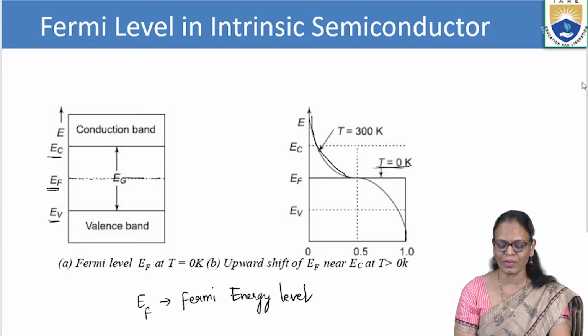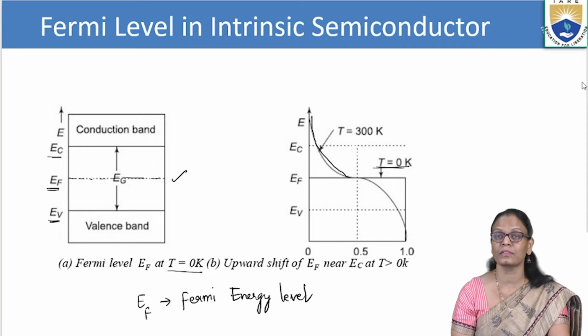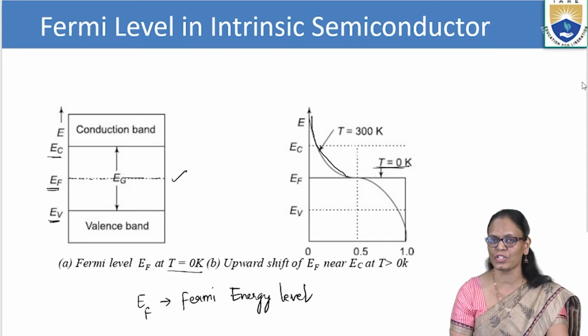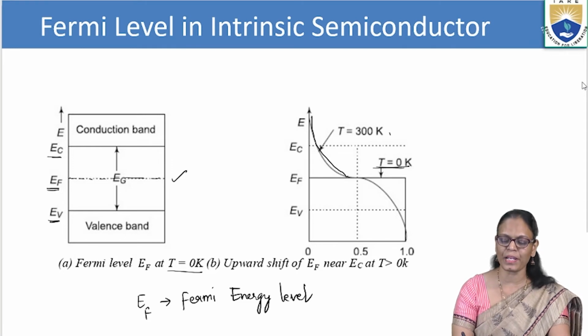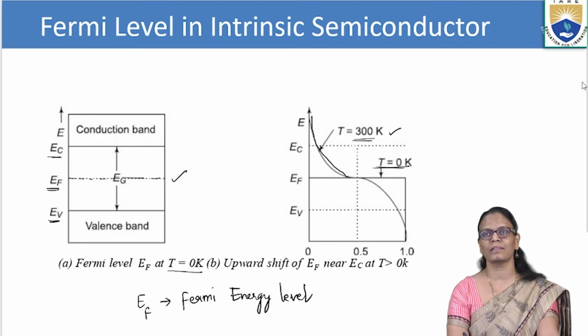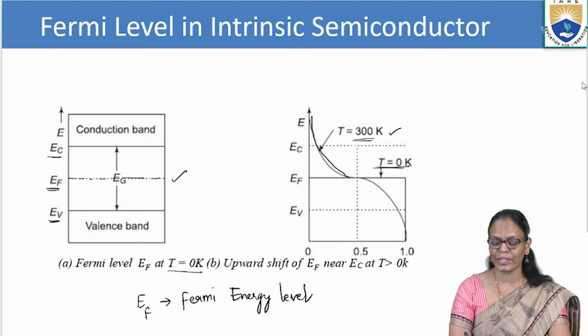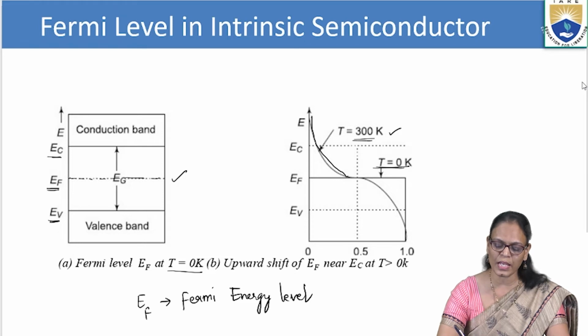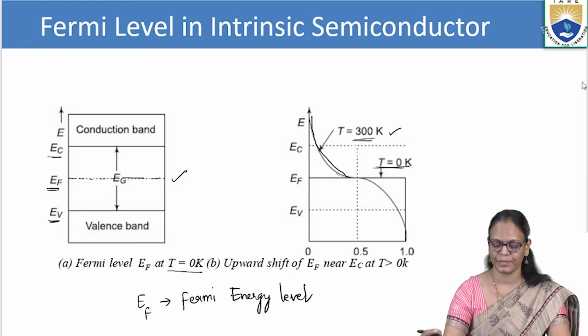So at T equal to 0 Kelvin, it is at the middle of the energy gap. And as the temperature increases, 300 Kelvin here is nearly the room temperature. So when the temperature increases, what is happening? As the electrons move to the conduction band, this Fermi level shifts towards the conduction band.